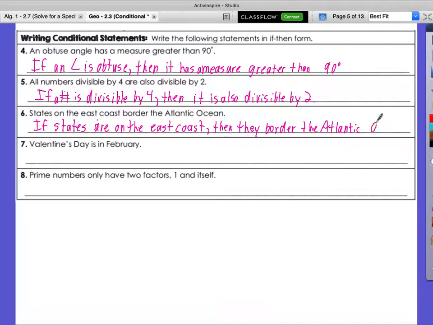But you don't say, if a state is on the East Coast, then it borders the Atlantic Ocean. If you want to, you can do it that way, okay? Or we can do it this way. Because this is English class, right? Yeah. Is this not English class, Mike? Am I in the wrong room? Well, if you rearrange geometry, it turns into English. Yeah, I think so. I've done that before.